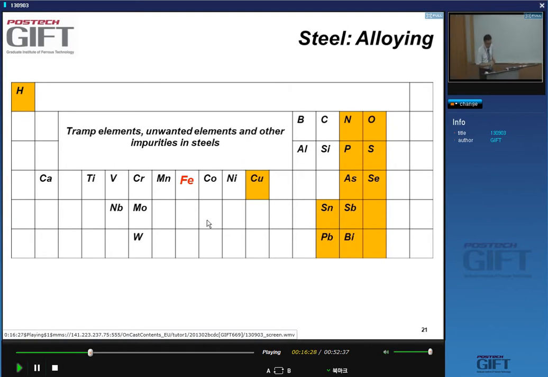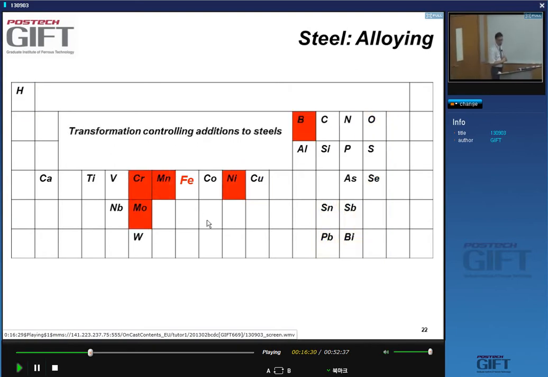Then we have elements such as chrome, moly, nickel, boron. Those are elements that we use to control the transformation in steels. Transformation, I'm referring to the gamma alpha transformation, which is used to harden steel by, for instance, letting the steel go through a bainitic or a martensitic transformation.